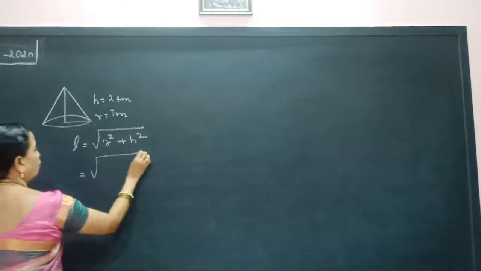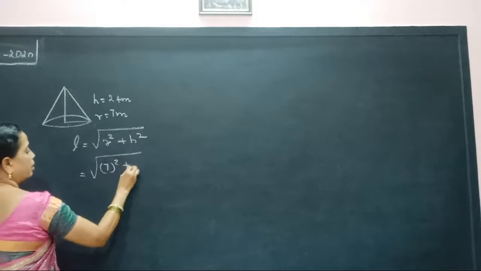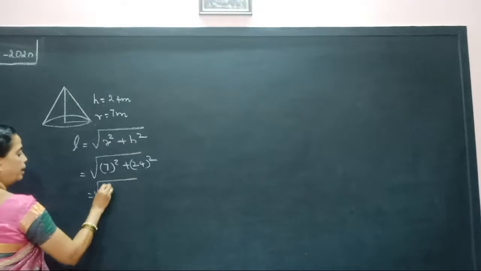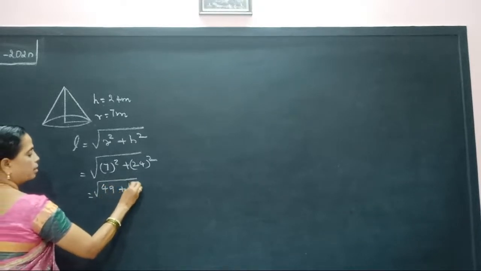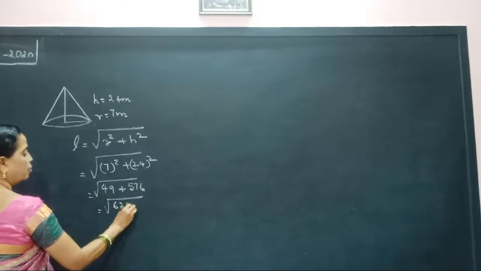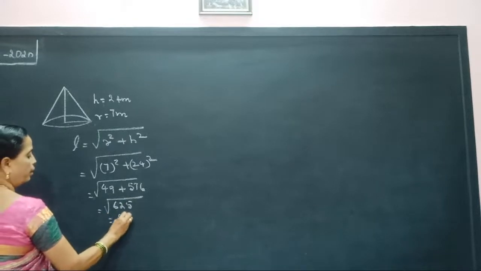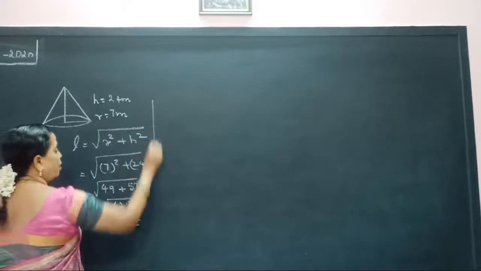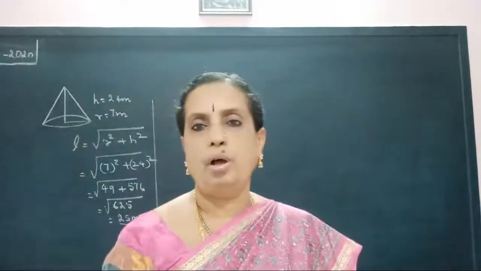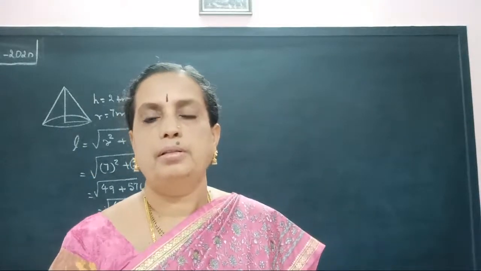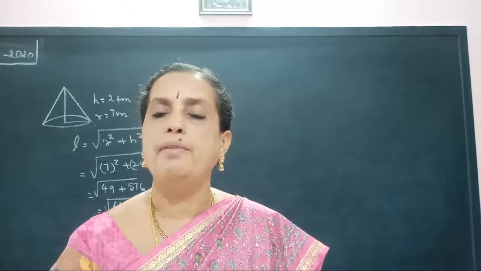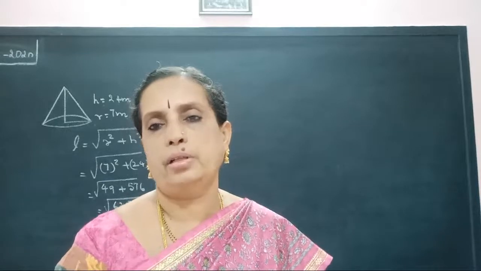It is root of 7 square plus 24 square. 7 square is 49, 24 square is 576. Adding, you will get 625. Square root of 625 is 25 meter. So we have the slant height and the radius, and we require the length of the cloth required for the tent. After getting the area of the cloth, pi r l, dividing it by the width of the cloth, you will get the length of the cloth. Is that clear?